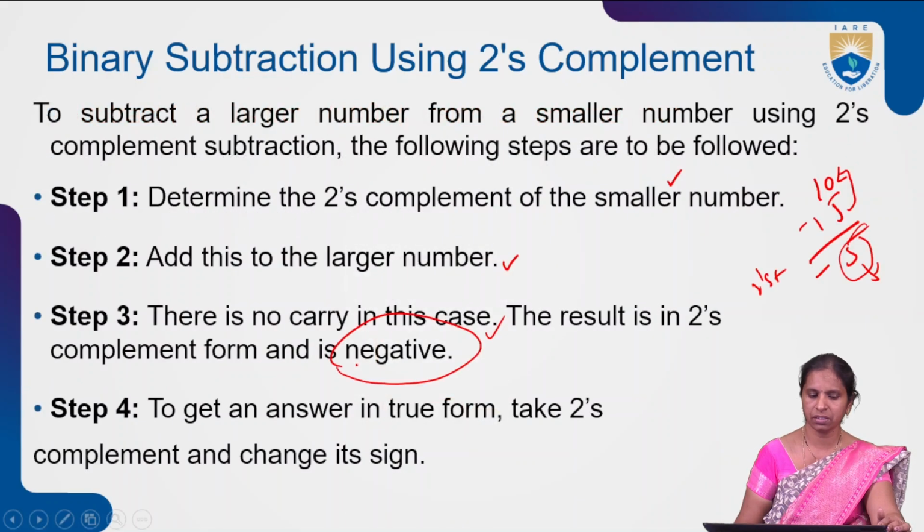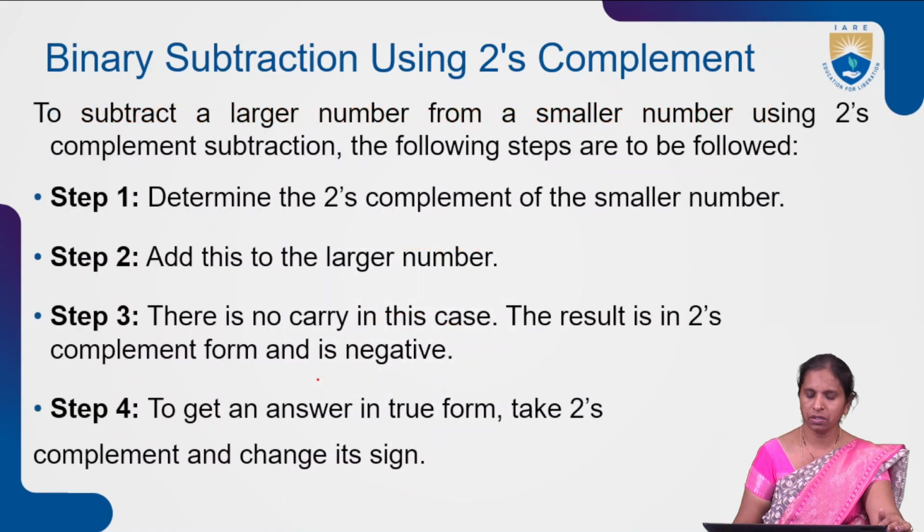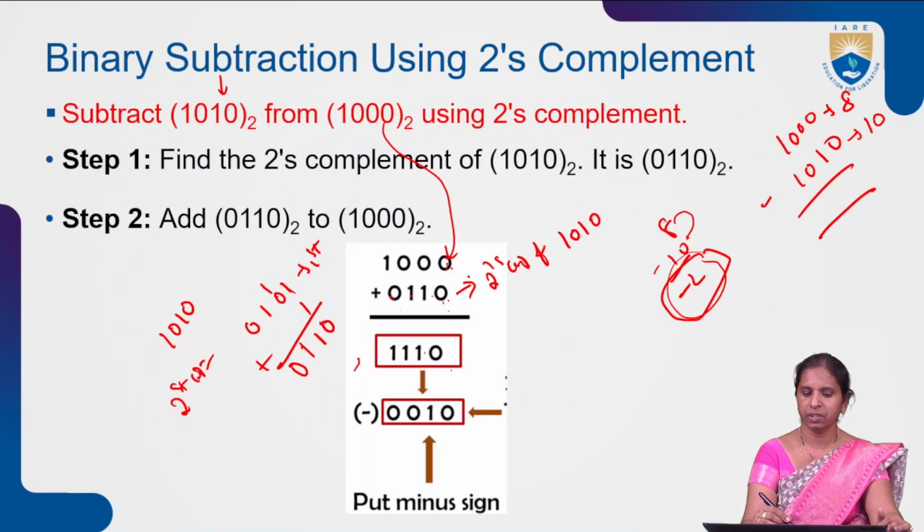Whereas in the previous case, you have done 15 minus 10. What is 15 minus 10? Plus 5. Therefore, you are getting the carry. Just omit that carry. In case you are subtracting a bigger number from a smaller number, you will not get any carry. Then what is the answer you have to write down here? Take the 2's complement of this number. What is the 2's complement of 110?